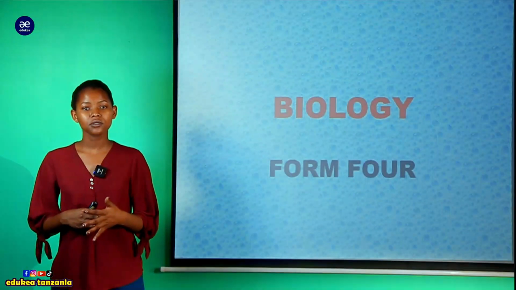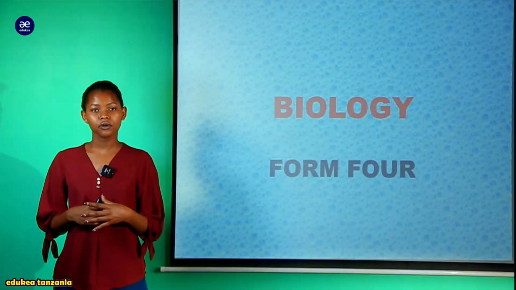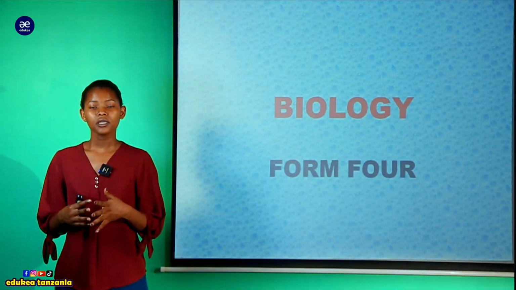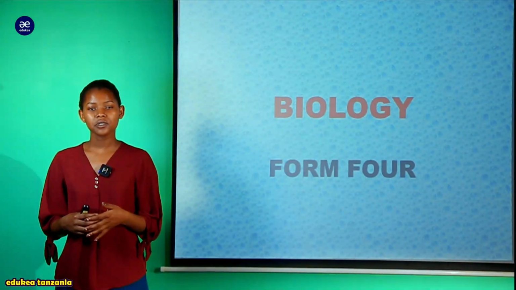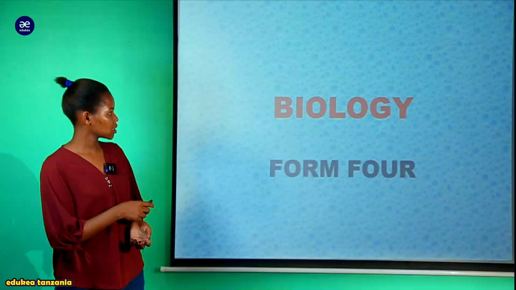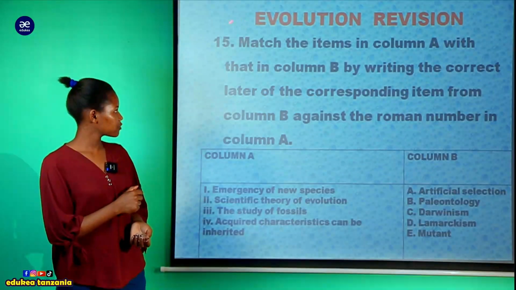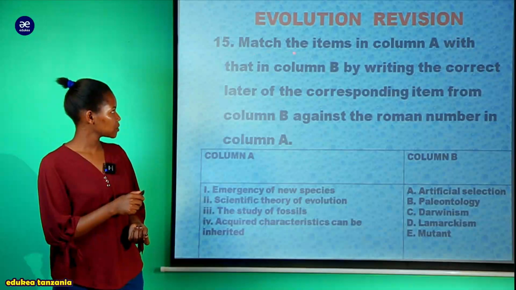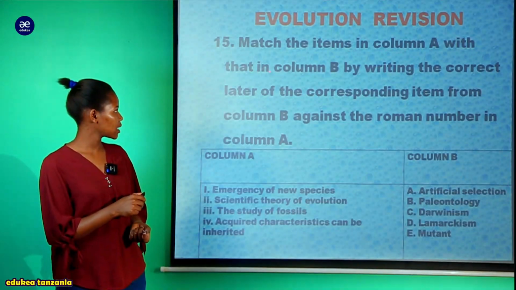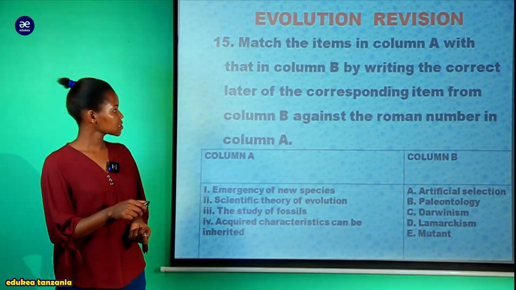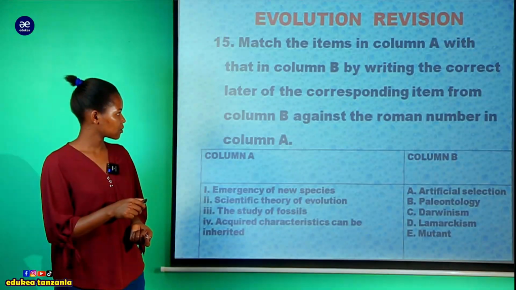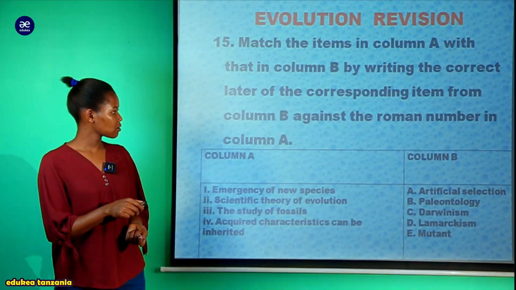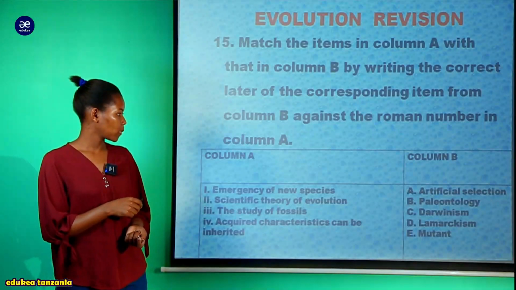But today we'll make the continuation of our topic of Form 4, evolution, in the revision exercise number 4, in the question number 15 and question number 16. As you can see here, question number 15 is all about matching items. The question needs us to match the items in column A with that in column B by writing the correct letter of the corresponding item from column B against the Roman number in column A.